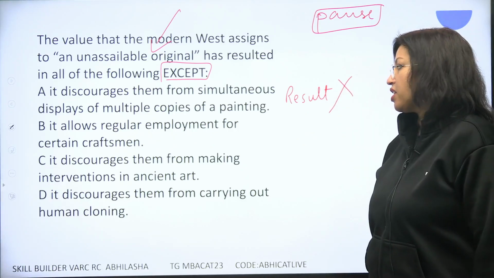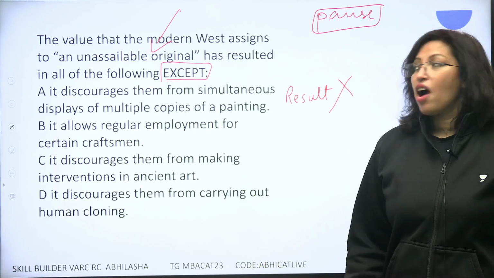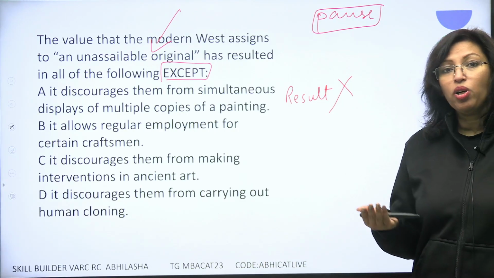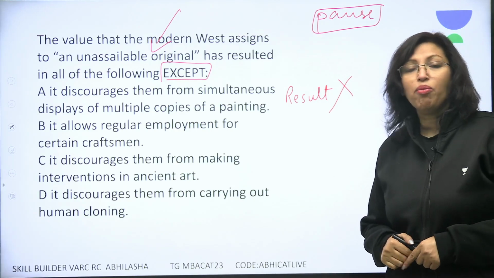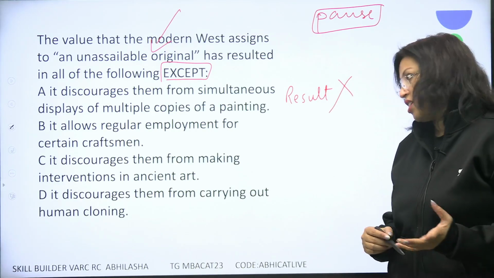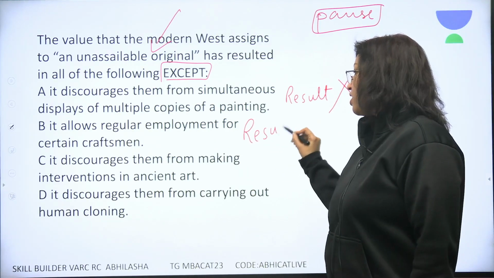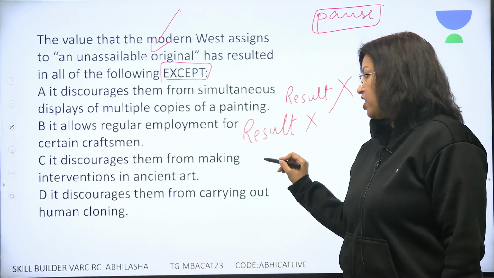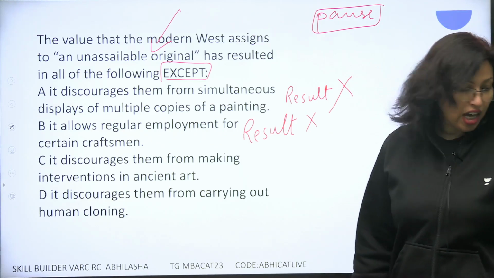I'll eliminate. It allows regular employment for certain craftsmen. Because you have to be original. So certain craftsmen will have their own jobs. They will make original creations. Right? So result, original people, original artists. So eliminate.